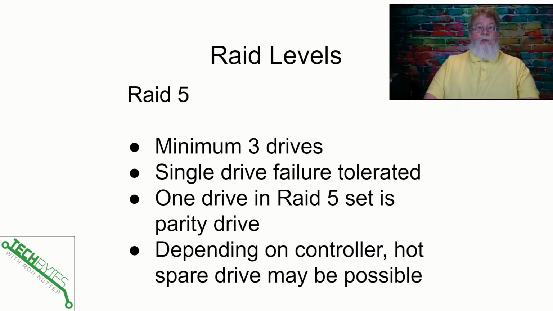RAID 5 is where you start seeing some degree of protection, and that's going to be a minimum of 3 drives. Off the top, you've got a 33% overhead because you can have one drive fail, and that's where parity is going to be striping across either all 3 drives or residing on that one drive, again, depending on the system you've got.